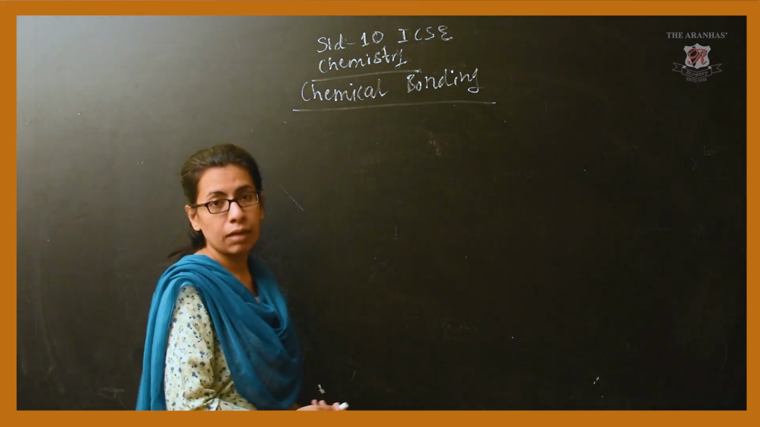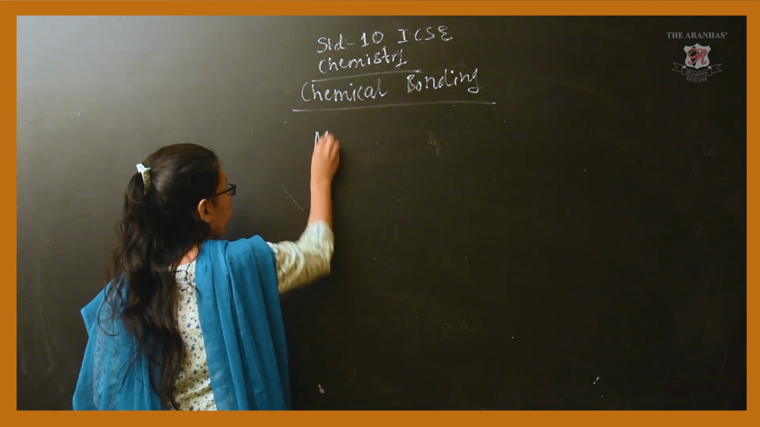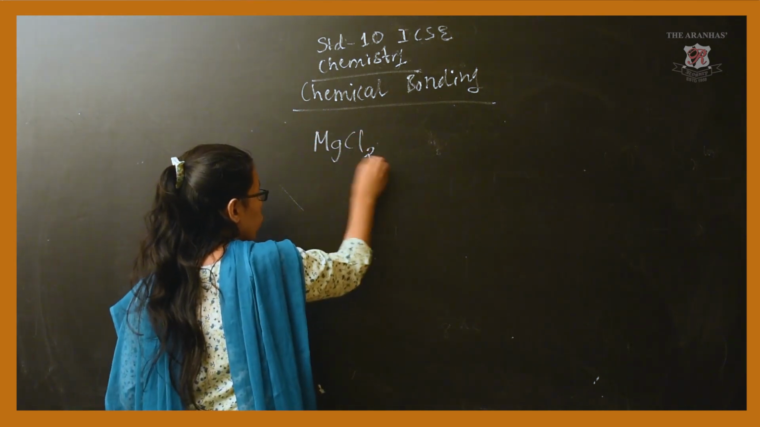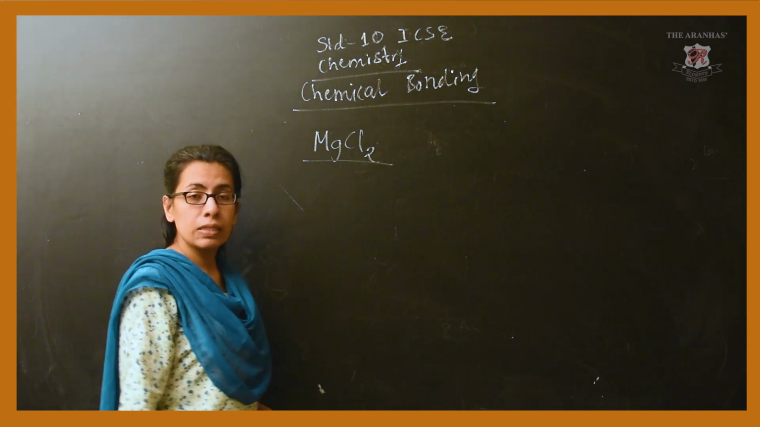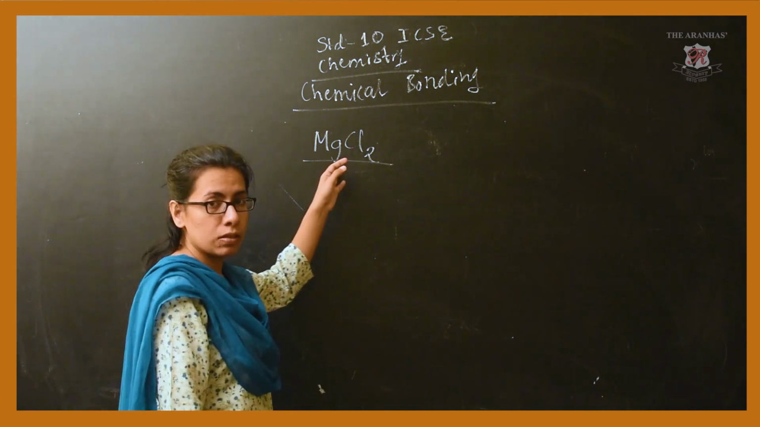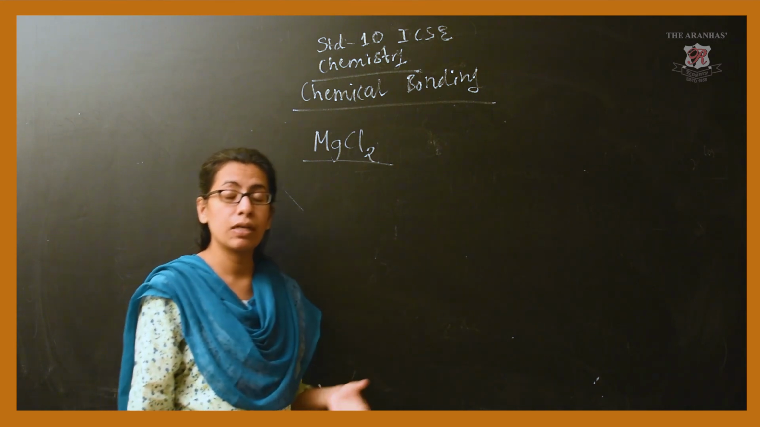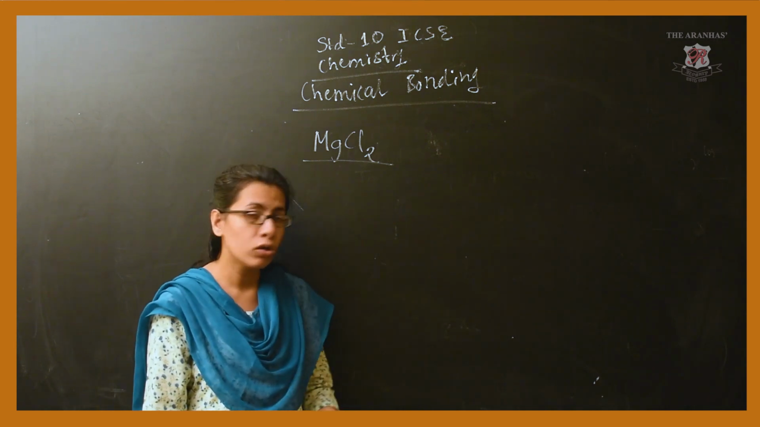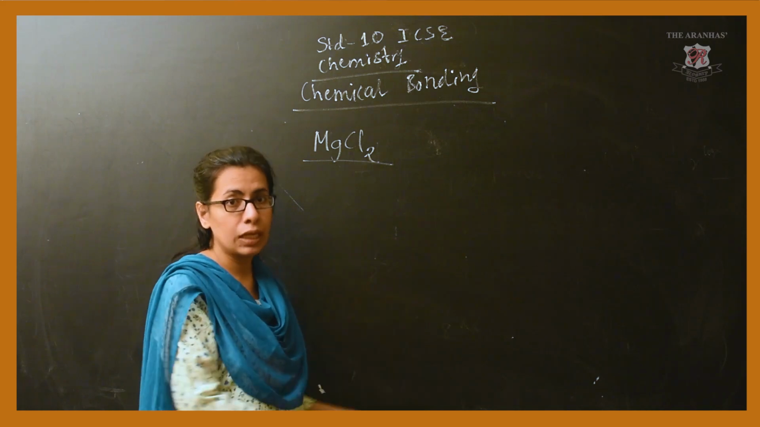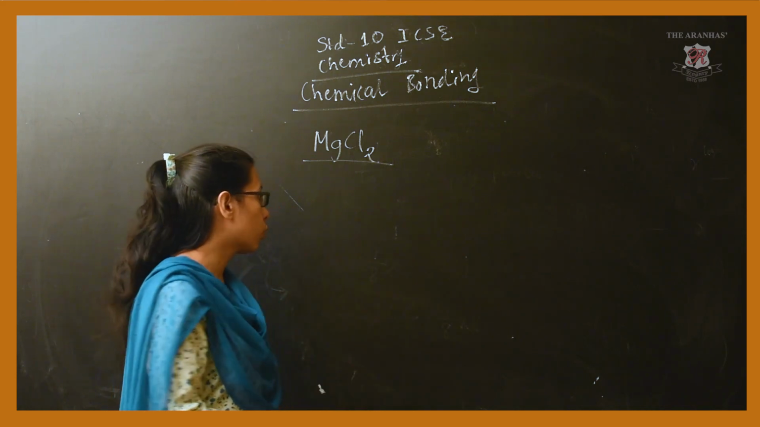Now, in the case of magnesium chloride, the formula is MgCl2. As this is MgCl2, Mg is a metal and Cl is a non-metal. So how does the transfer of electrons take place, and how does it result in the formation of an ionic bond between Mg and Cl? Let us see that process in this topic.